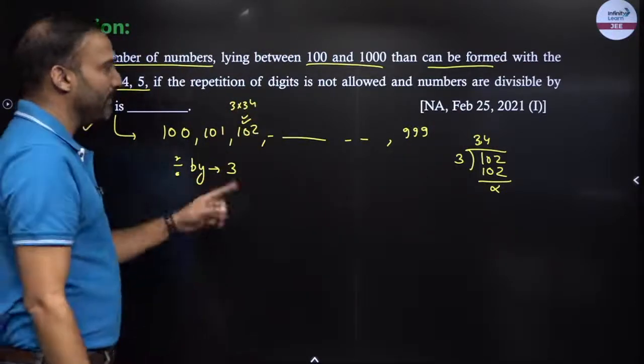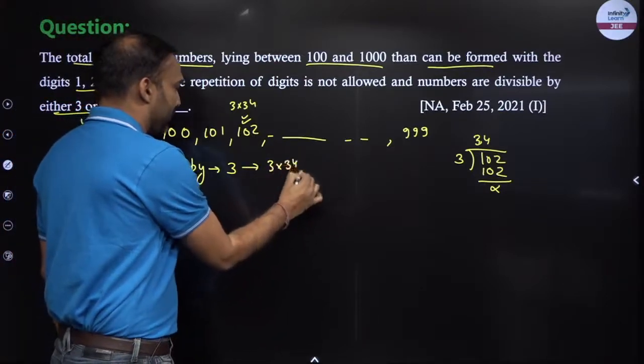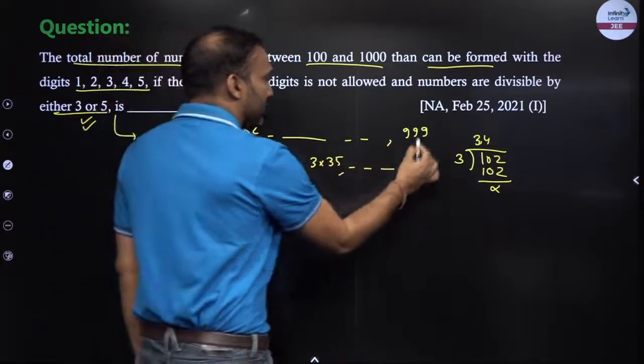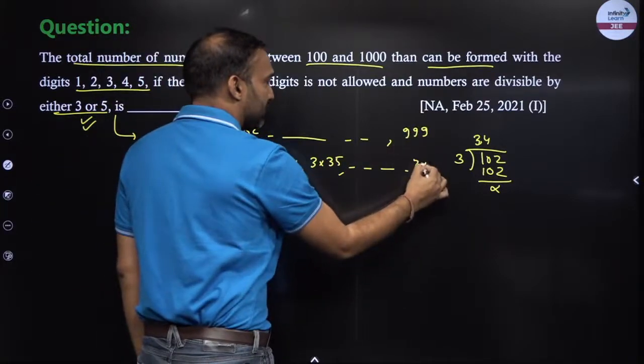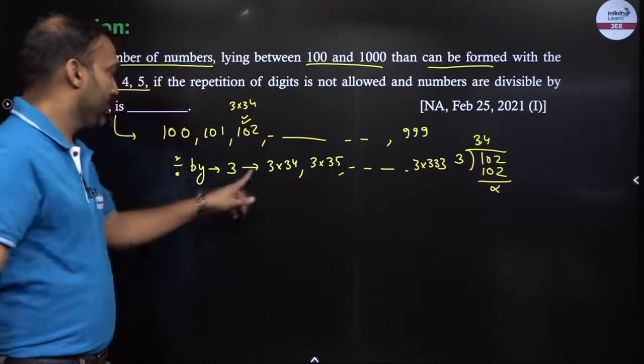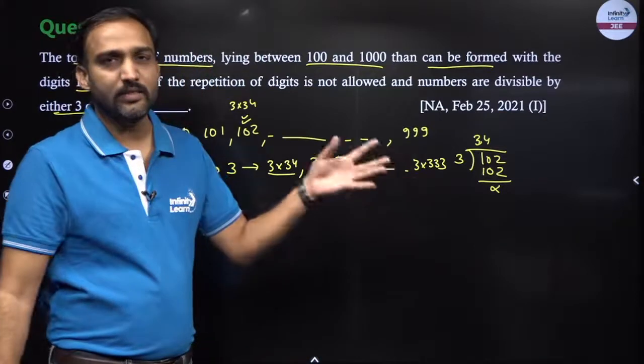And the last number divisible by 3 is what? I can write here 3 into 34. The next number would be 3 into 35 and so on. What is the last number? The last number is 3 into 333. So if you observe, the multiples of 3 start from 34 and go till 333.